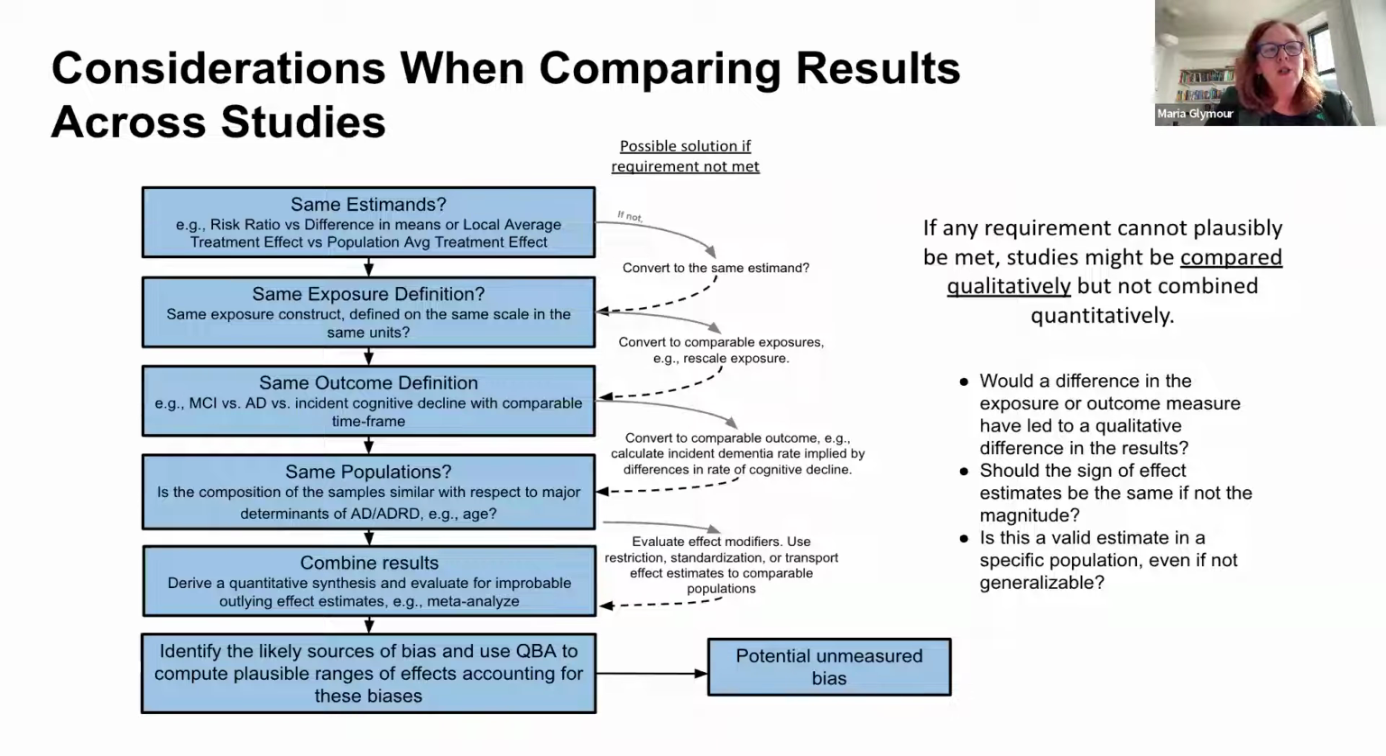Are these the same populations or do we expect real heterogeneity? And then once we get to that, ideally, we will be able to combine results or use quantitative bias analysis or other bias assessments to correct before we quantify.